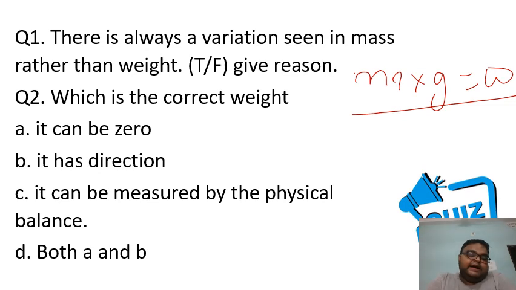Yes, students? Right. So both A and B are correct. So weight can be 0 because gravity can be 0 sometimes, and also it has direction, right? But it is always measured by a spring balance. It cannot be measured by a physical balance. We measure mass by the physical balance. Okay, students? Now let's proceed.